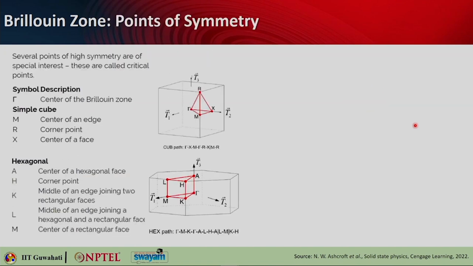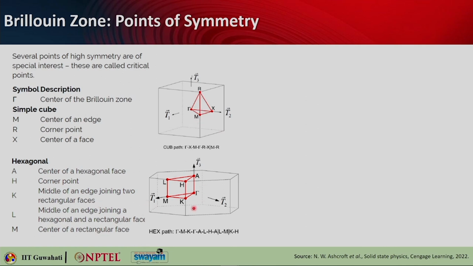Now these are the points of symmetry in a Brillouin zone. I am showing this in a 3D crystal. If you take a cubic crystal, the important points are gamma, M, R and X. These are the points of the irreducible Brillouin zone. So this particular volume will contain all the information of your Brillouin zone. Okay, you do not need to compute it for the entire region, you can only compute it for this one.